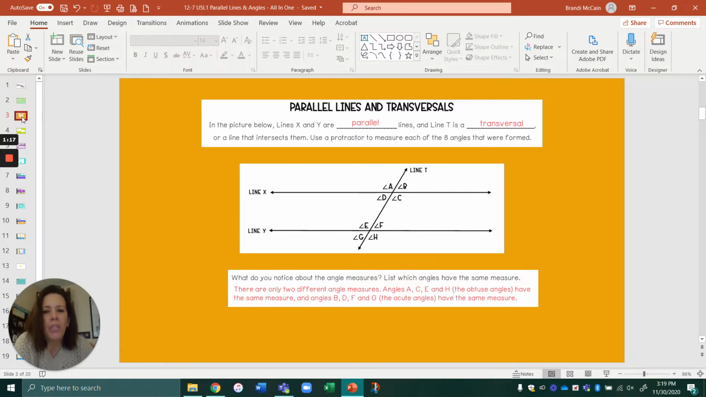Okay. It says, what do you know about the angle measures? Now, if you were to measure these, you'd find out that A and C are equivalent, and A and E are equivalent, and C and H are equivalent. So that means A, C, E, and H are all the same measurement. Okay, and the same with B, D, F, and G. They're all the same measurement. Okay, so there are only two different angle measures. Angles A, C, E, and H, the obtuse, the big fat angles, have the same measure, and angles B, D, F, and G, the small angles, the acute angles, have the same measure. Okay, that's all you need to know about that.